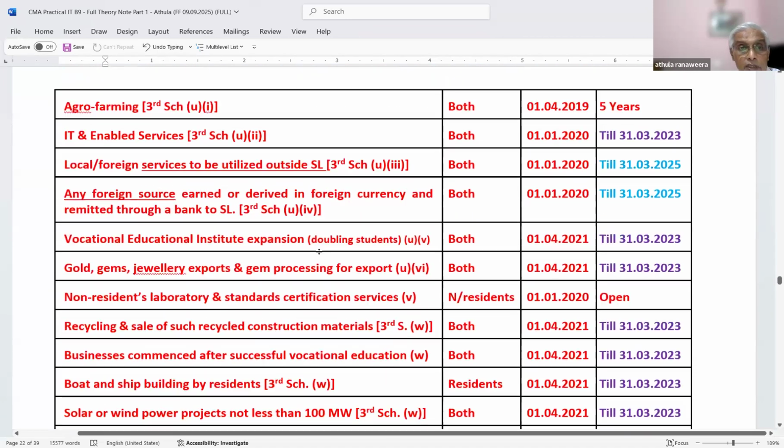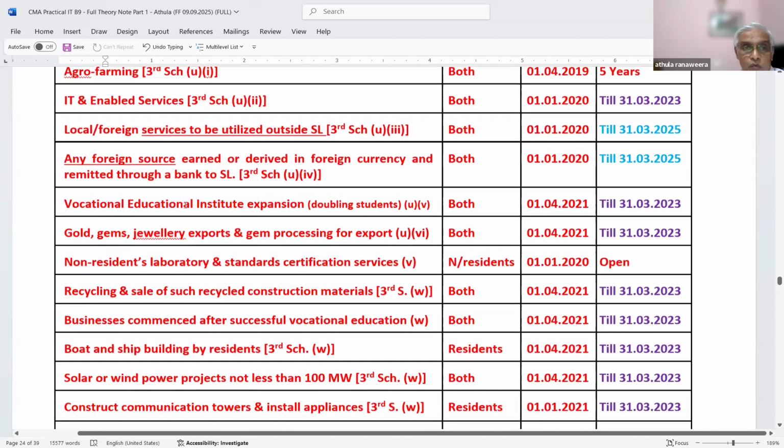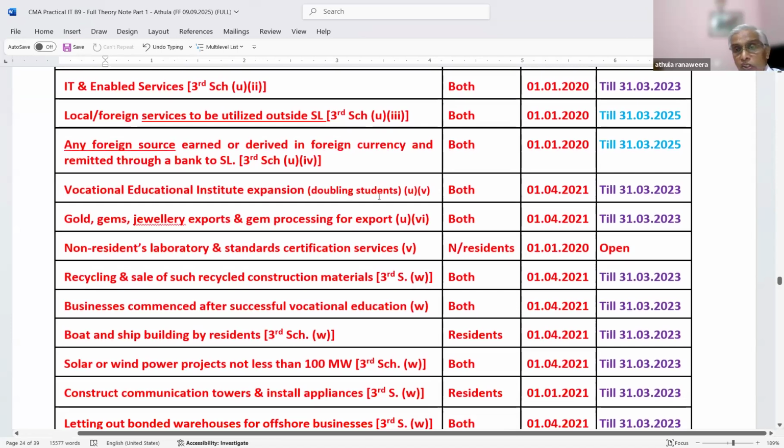Then IT and enabled services, there was a tax exemption from 1st January 20 to 31st March 2023 for both people. Now it is not there. Then local and foreign services to be utilized outside Sri Lanka, that exemption recently they removed. Then any foreign source exemption also very recently they removed. Then vocational educational institution, they have given a tax exemption that was there only for 2 years. Now it is not there.